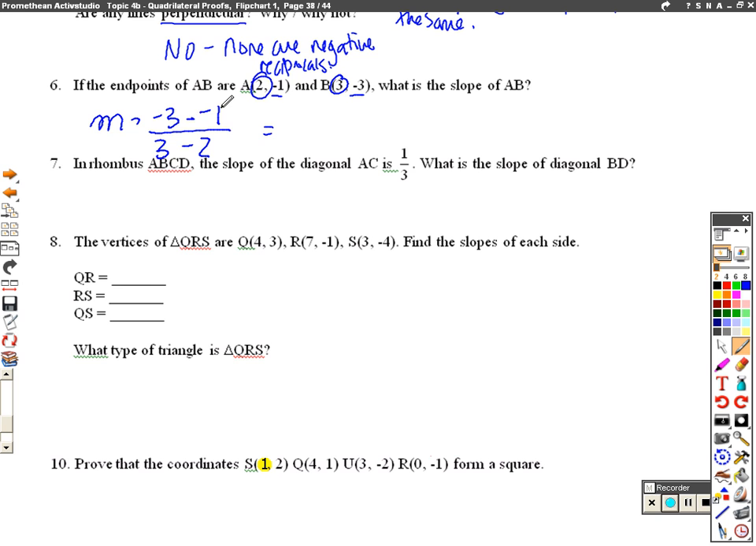Alright, -3 minus -1, that becomes plus 1. So -3 plus 1 is -2, over 3 minus 2, which will just be 1. So that's just the slope of -2.